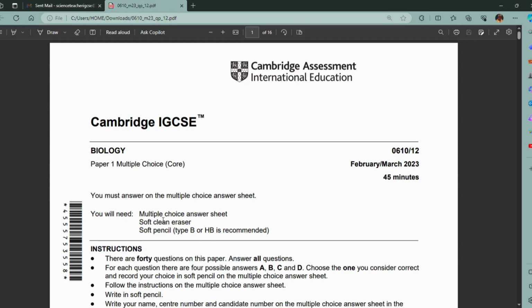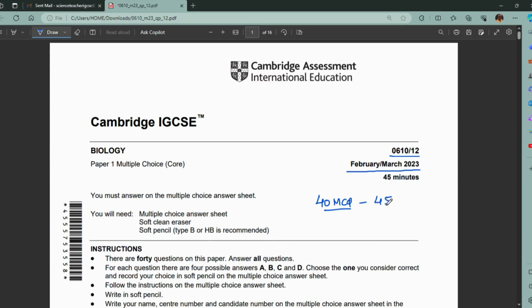By the way, today we are going to solve Cambridge IGCSE Biology Paper 1 MCQ for the core students. Now, let's see, this paper code is 0610 and /12 variant. Today we are going to check with Feb March series 2023 paper. Now please remember, you are going to solve 45 MCQs within 45 minutes.